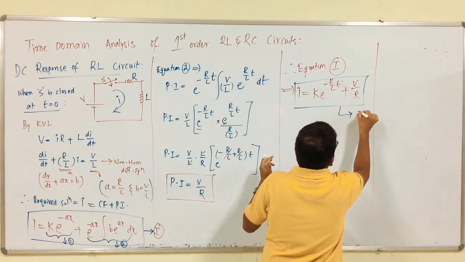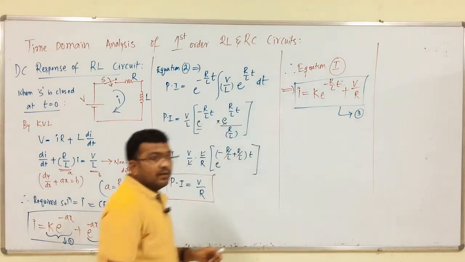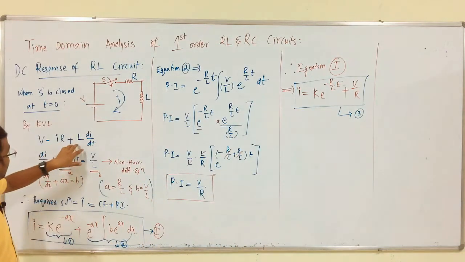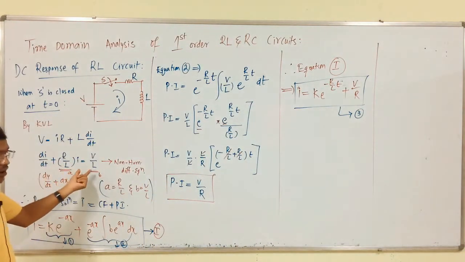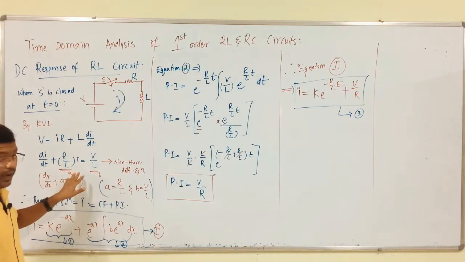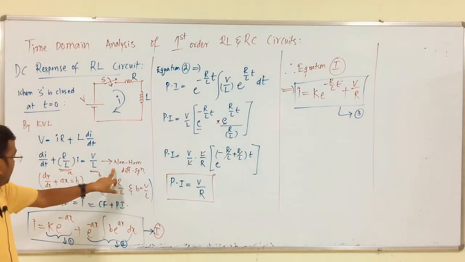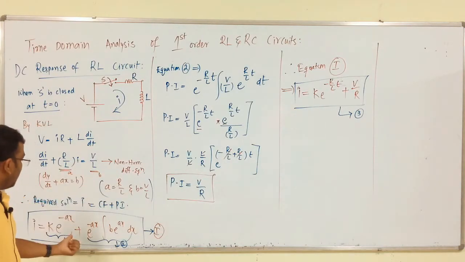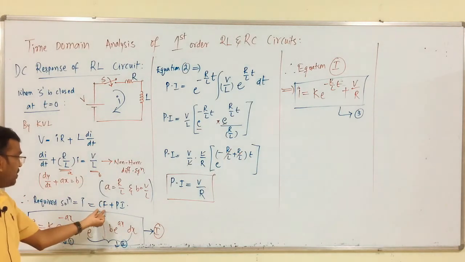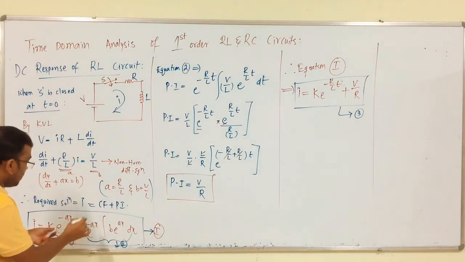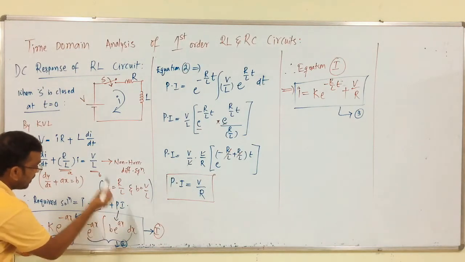This is equation 3. Simple, by using KVL we get this equation, and from this we have modified it like this. So, we have to get the equation in which form? Non-homogeneous form. In this we have A and B. So, the required solution is nothing but complementary function plus particular integral. This is the complementary function, this is the particular integral.